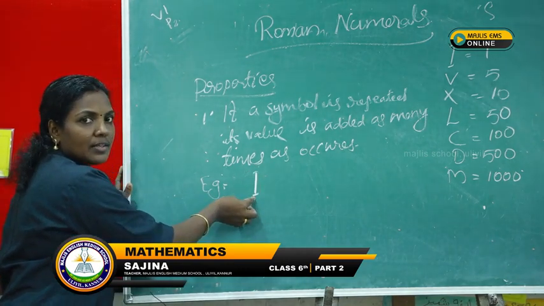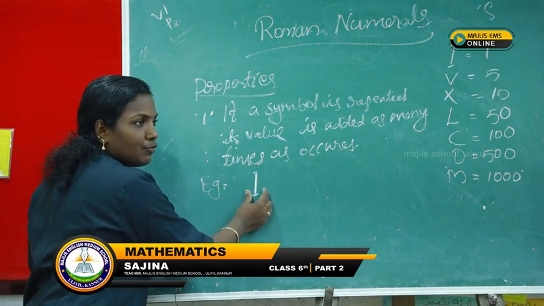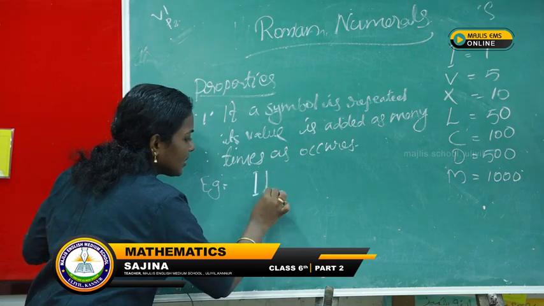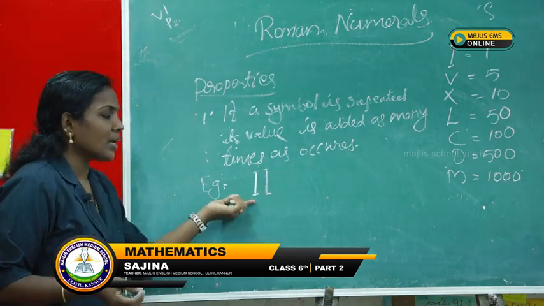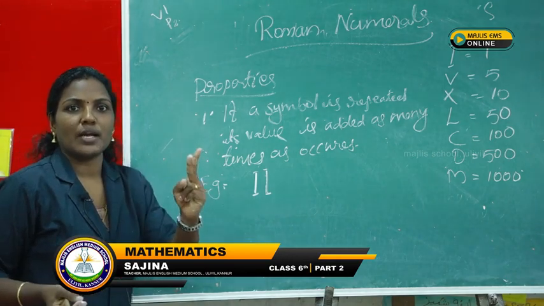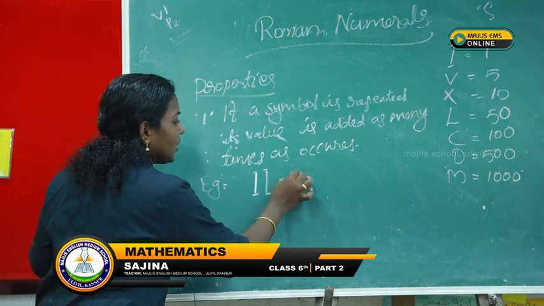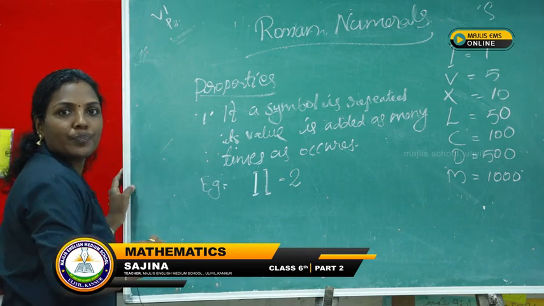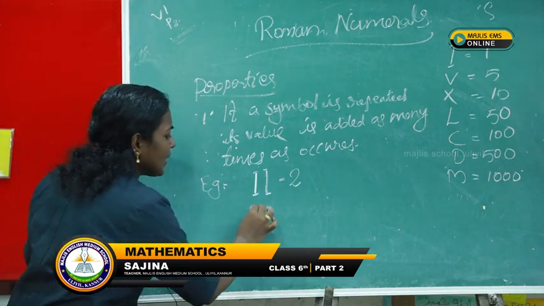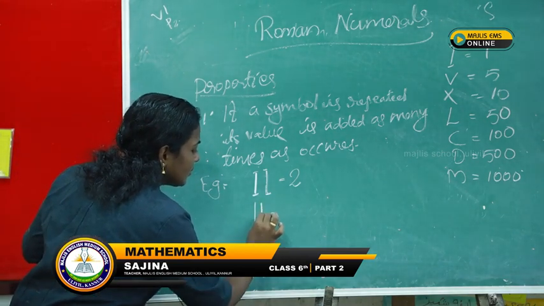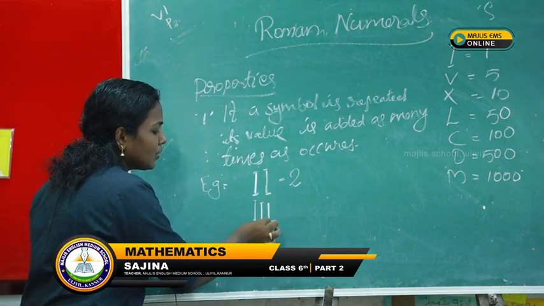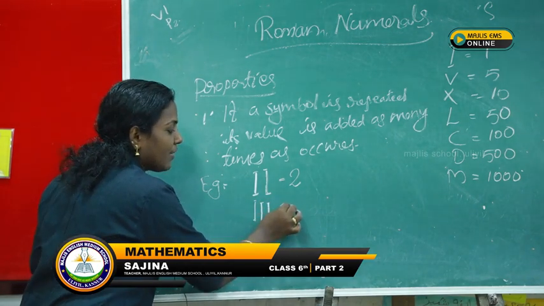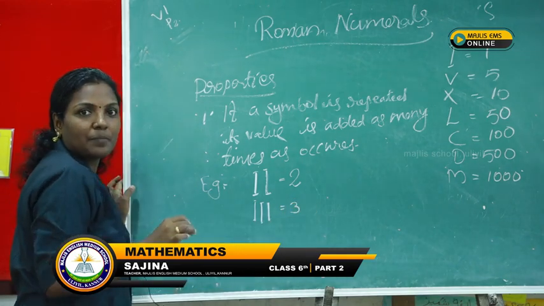What is this? In Roman numerals, this is 1. Then what is this? Another 1. Here, how many times does this 1 occur? Yes, 2 times. Therefore, its value is 2. Next, here how many times is this repeated? 1, 2, 3. Therefore, its value is 3.